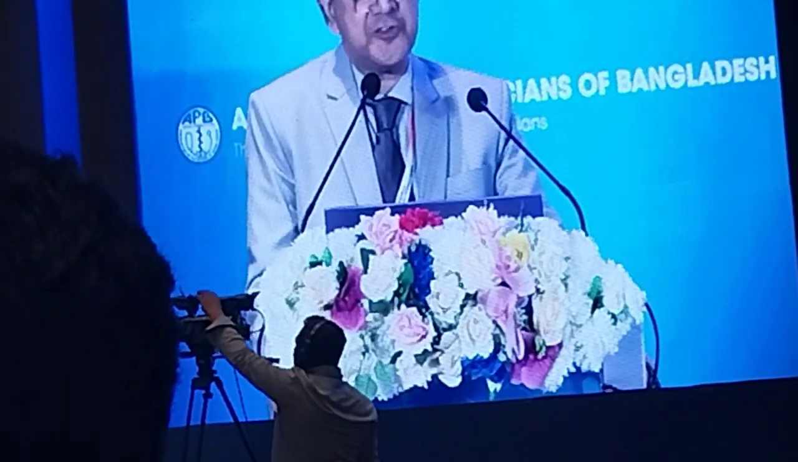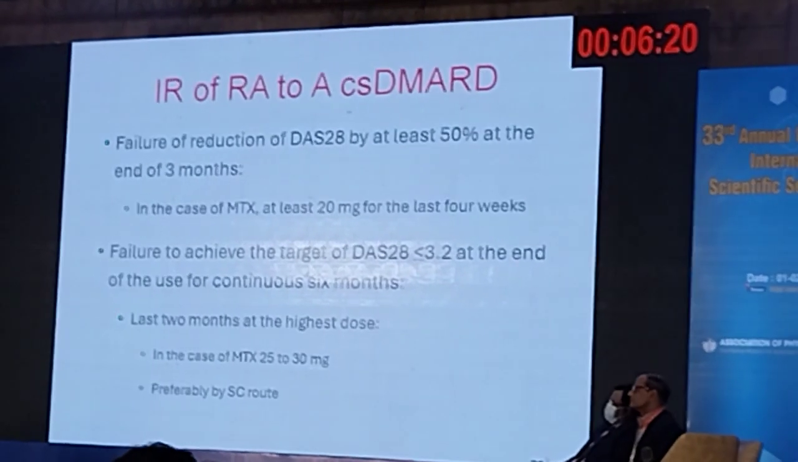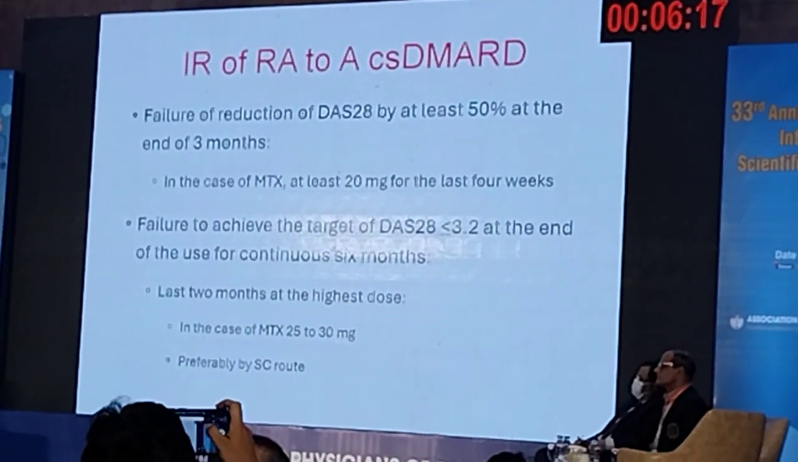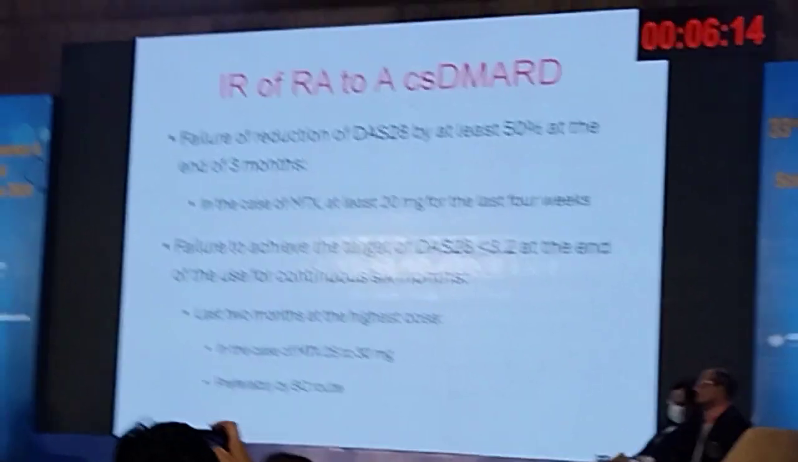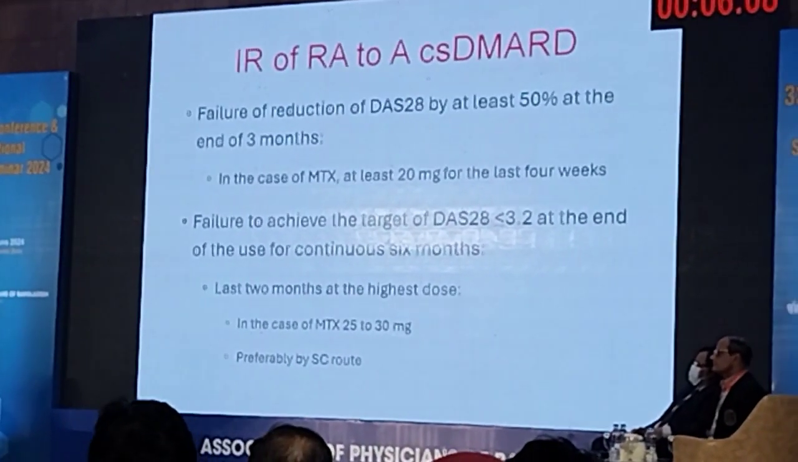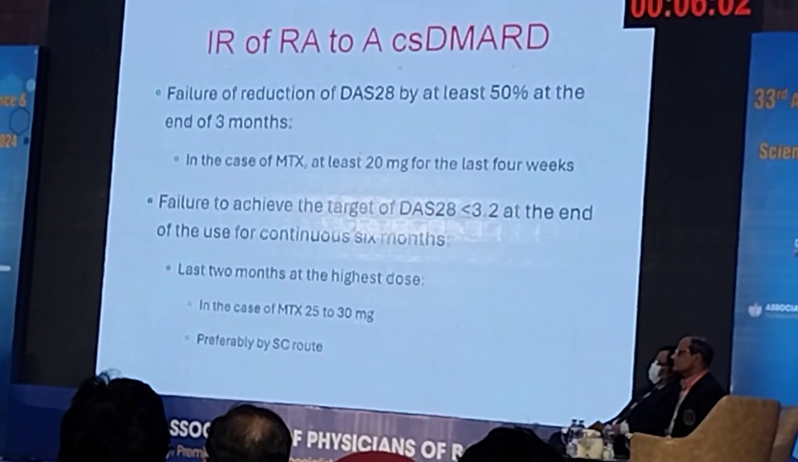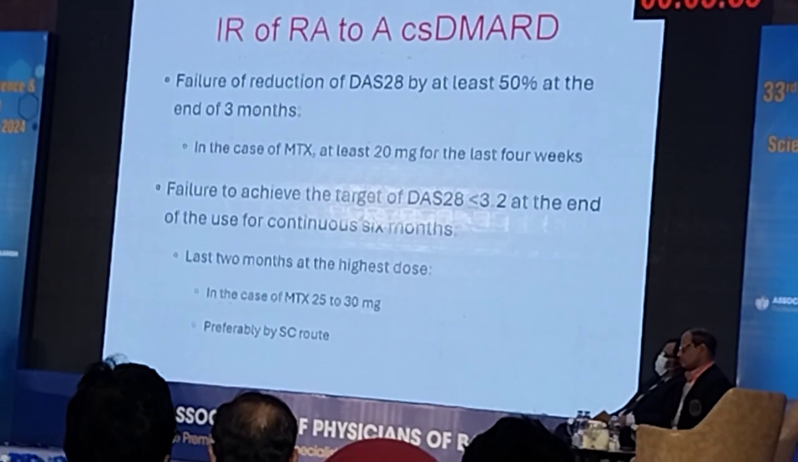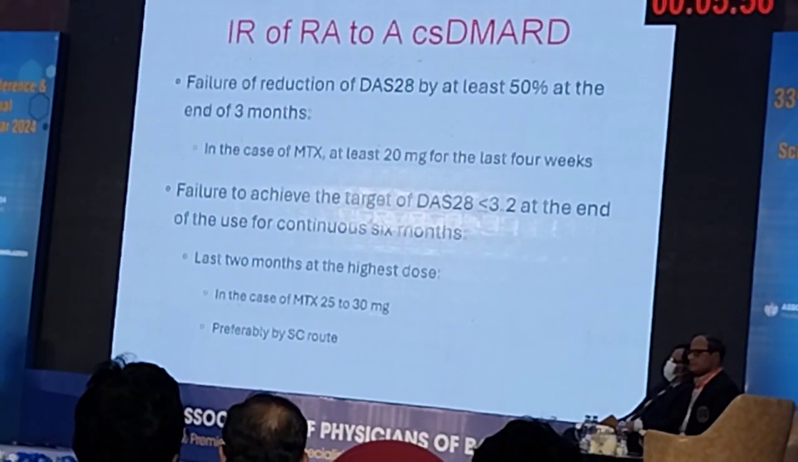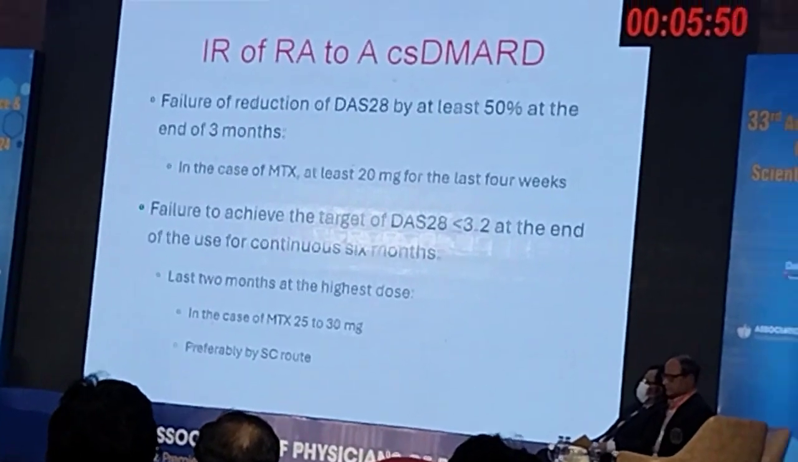So, what do we mean by inadequate response of rheumatoid arthritis to csDMARDs? How is inadequate response defined? Failure of reduction of DAS28 by at least 50% at the end of 3 months. And in case of methotrexate, the patient should be receiving at least 20 mg of methotrexate during the last 4 weeks. Or failure to achieve the target DAS28 of less than 3.2 at the end of continuous use of 6 months, and the last 2 months at the highest dose. In case of methotrexate, 25 to 30 mg and preferably by the subcutaneous route.